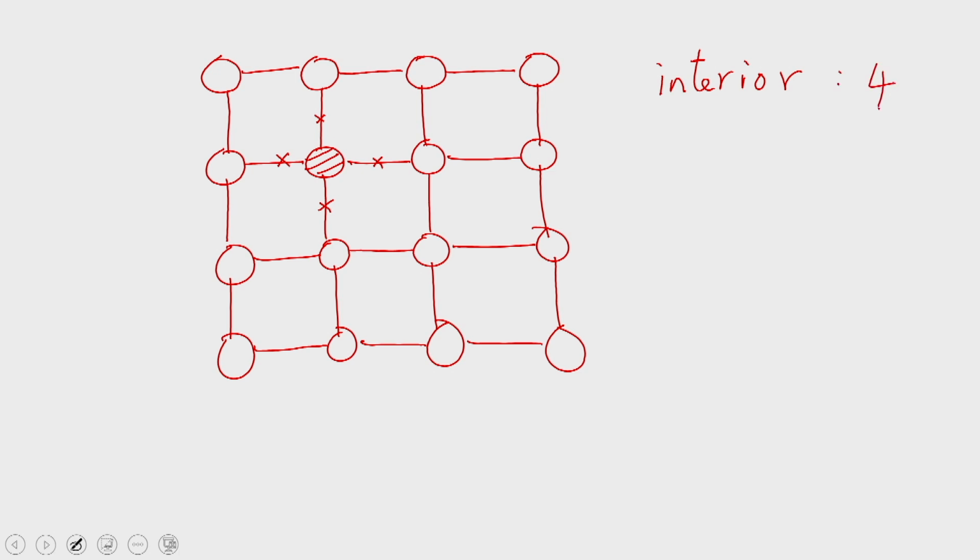Then there are the corner edges. The corner edges have 1 horizontal edge and 1 vertical edge going out of it. So, the corner edges have a degree of 2 each. Any node which is neither an interior edge nor a corner edge is a boundary edge of this sort. These edges have a degree of 3.